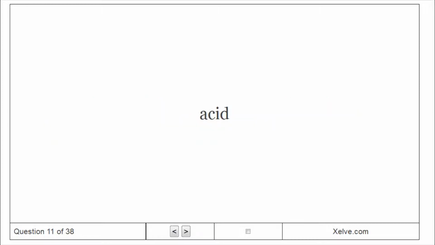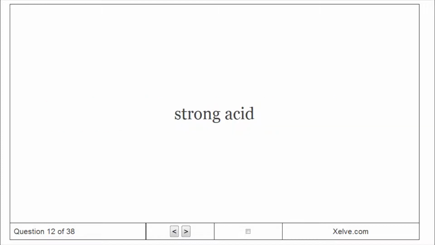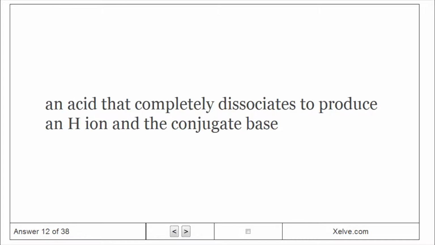Acid. A substance that marks the endpoint of an acid-base titration by changing color. Strong acid. An acid that completely dissociates to produce an H ion and the conjugate base.